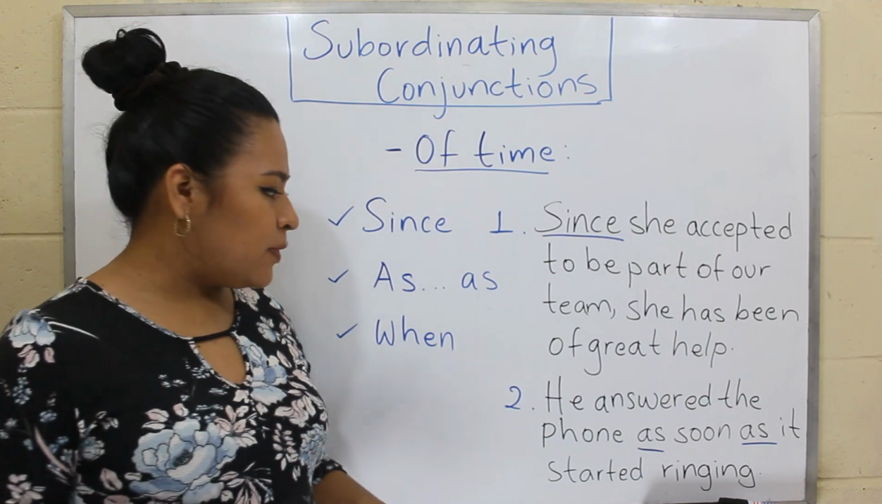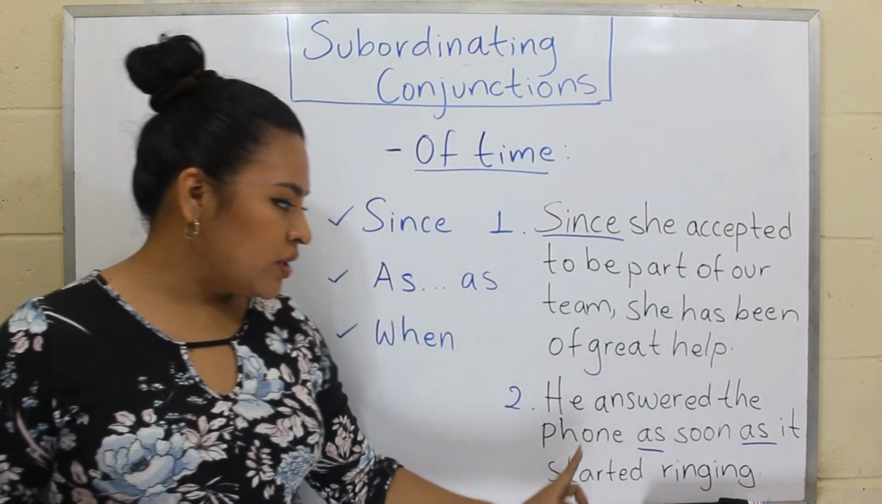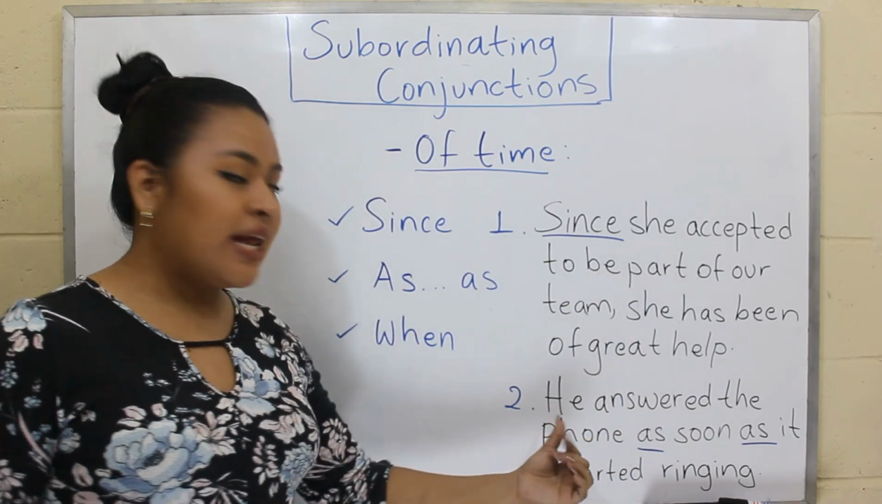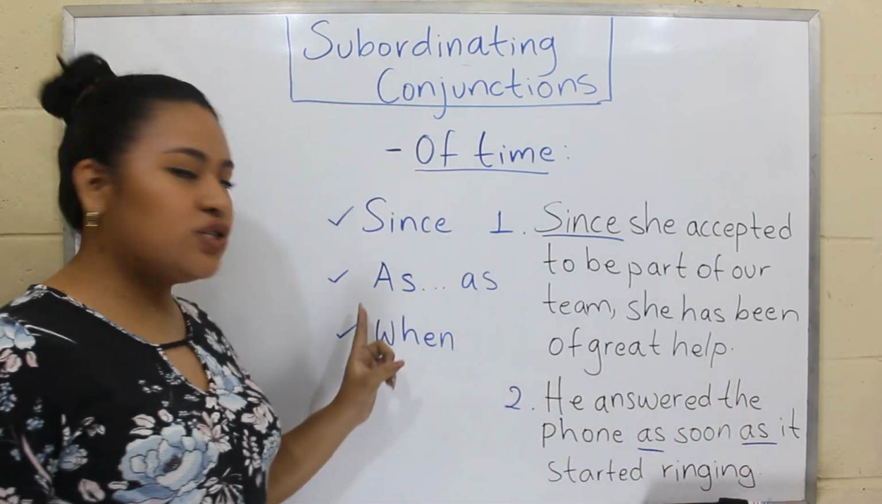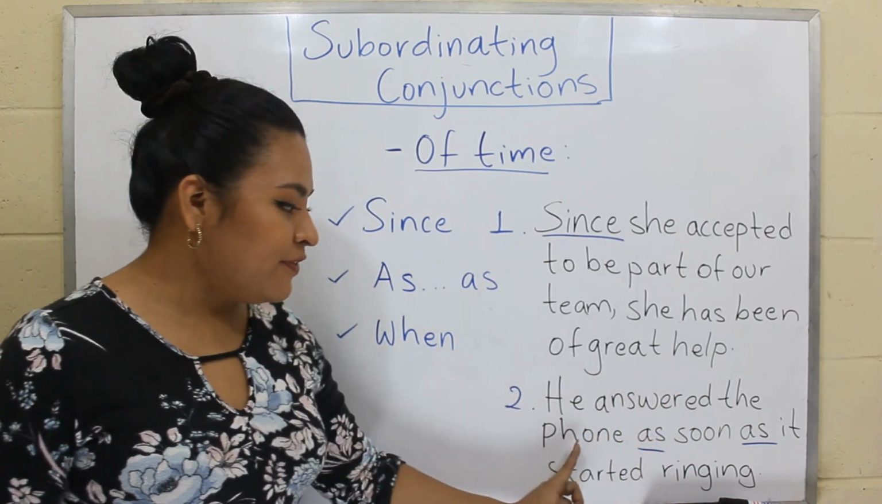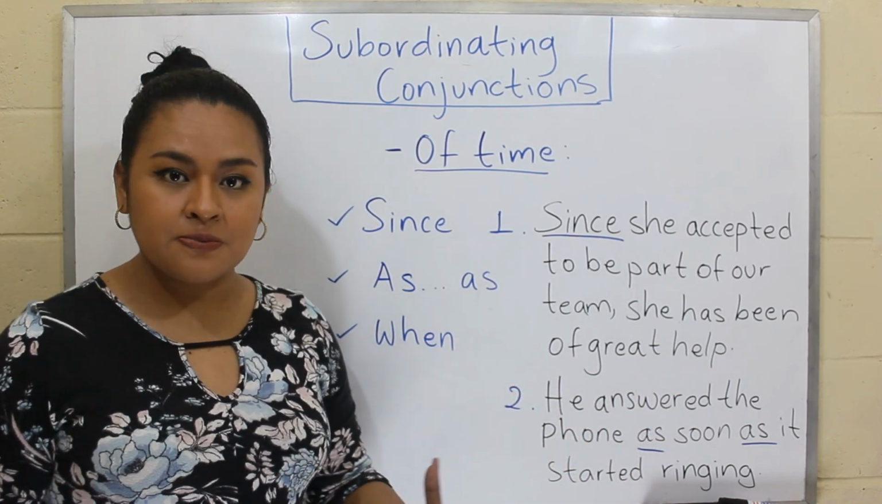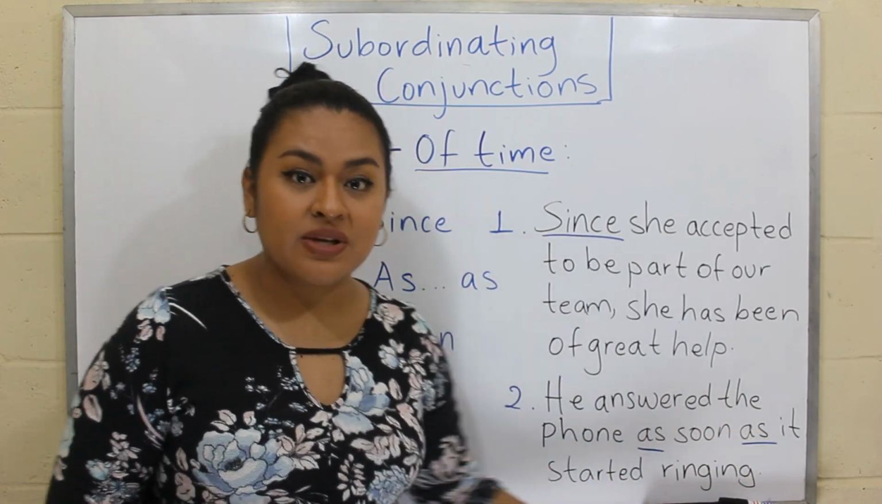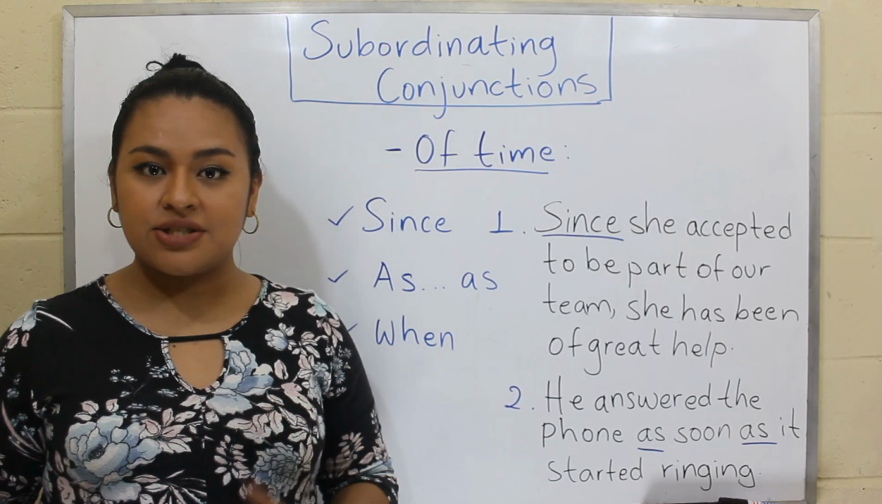Then in the next example, he answered the phone as soon as it started ringing. We are using as soon as as the subordinator. But first we have he answered the phone as the main clause. And then we have it started ringing. This is the subordinating clause.